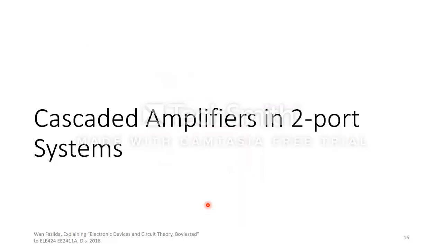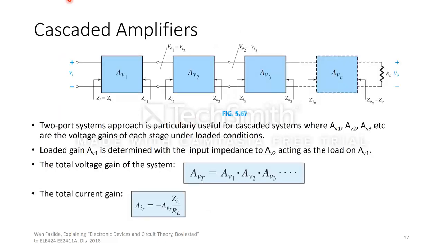Okay, so what happens if you have amplifiers cascaded in a two-port system? What do you mean by cascaded? Cascaded means you arrange one after another. So you have here one amplifier with an input port and an output port, and a gain of AV1. Now this output port here is connected to the input port of the next amplifier, AV2, and the output terminals of AV2 are connected to the input terminals of AV3 and so on until it reaches RL. So this is what you call cascaded amplifiers. Cascade is just a general English word, you can look it up in the dictionary.